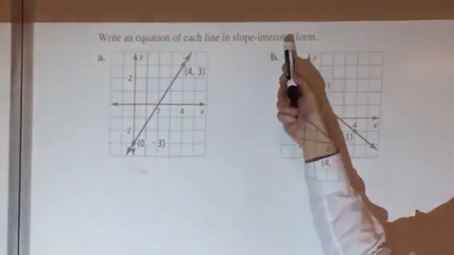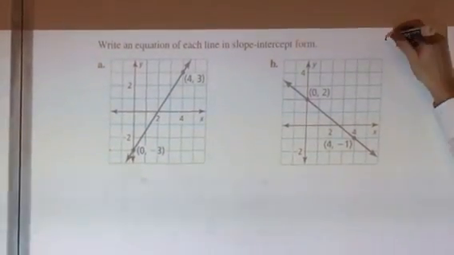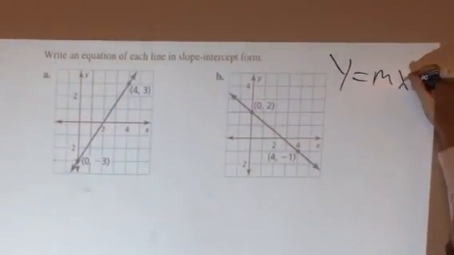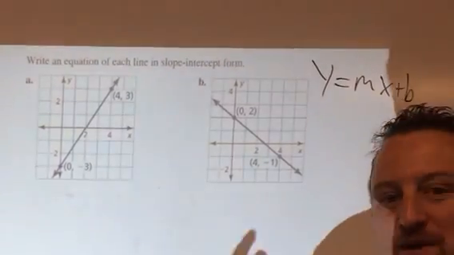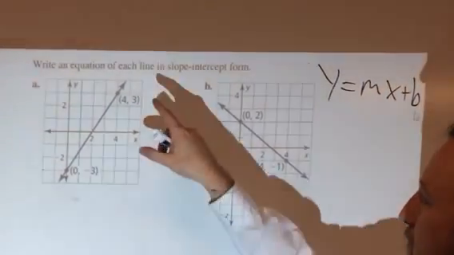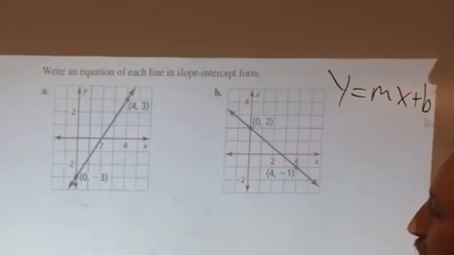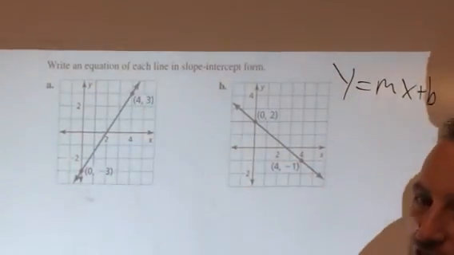Equation of a line in slope-intercept form. Again, slope-intercept form is y equals mx plus b. It's the same thing we've used all along. So how do we write an equation in slope-intercept form? Well, the first thing we have to do is figure out the slope.